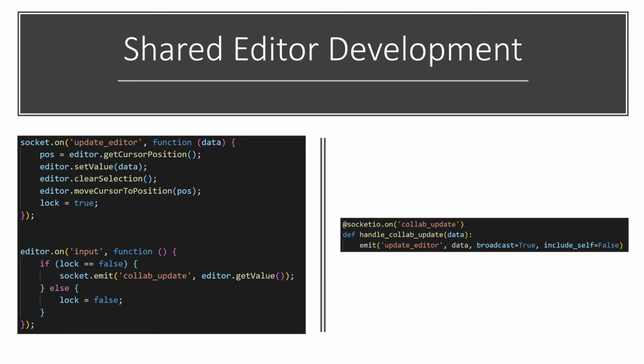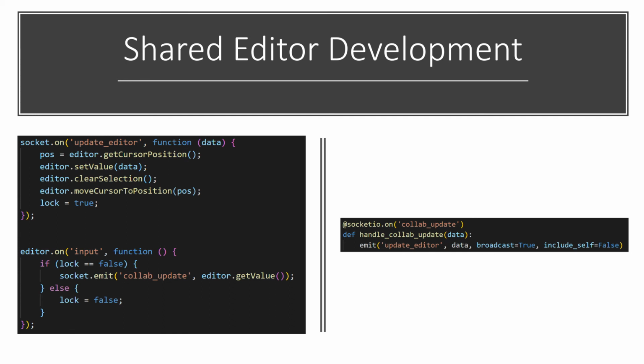So here's just some code showing how this all works. If you look on the left here, this is the front end. This is JavaScript on the left. If you look at the bottom of this where it says editor.on, this is when someone types into the editor, input into the editor. Then collab update is emitted to the server.